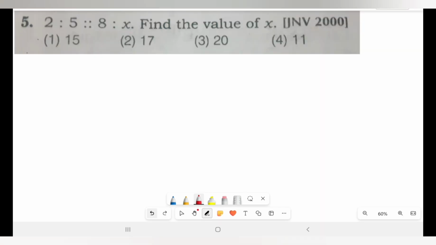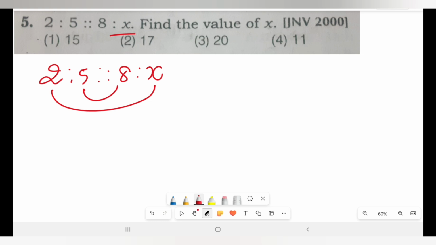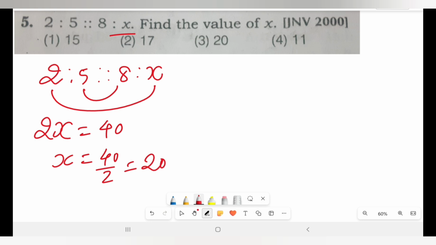Here in this question, we have been asked to find out the x value. So here, as you know, 2 by 5 is equal to 8 by x. So we can multiply extremes and multiply means. So extremes is 2 into x is 2x, and means 8 into 5 is 40. So x is equal to 40 divided by 2, that is equal to 20. So option 3 is the right answer.